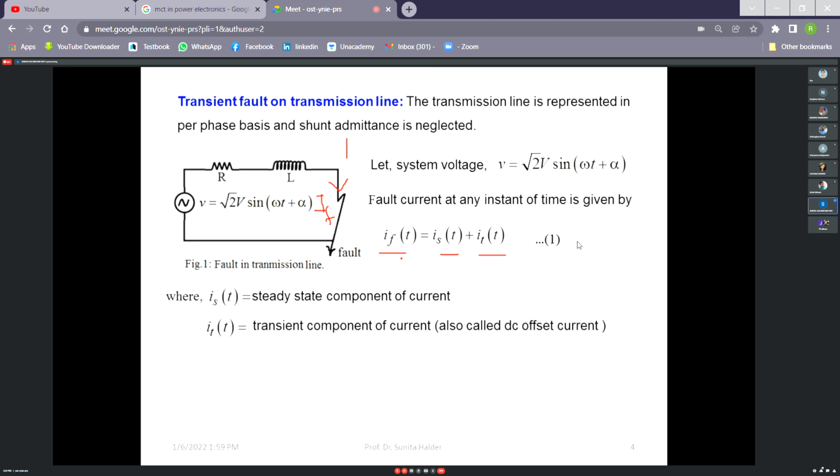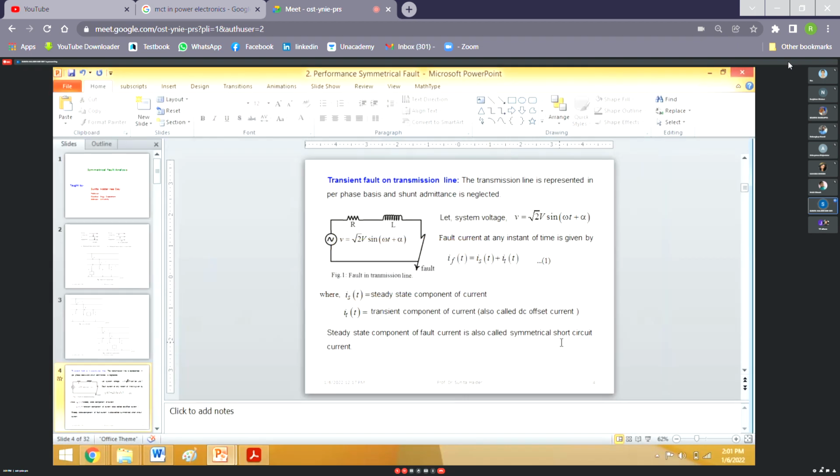In the next class I shall start from how this transient component affects the system and how we can analyze the fault for different transient conditions. You must go through the class note before coming to the next class, otherwise it will be difficult for you to cope up.